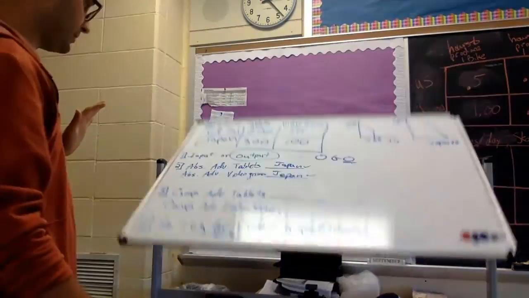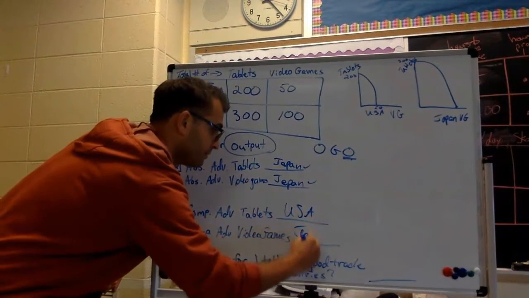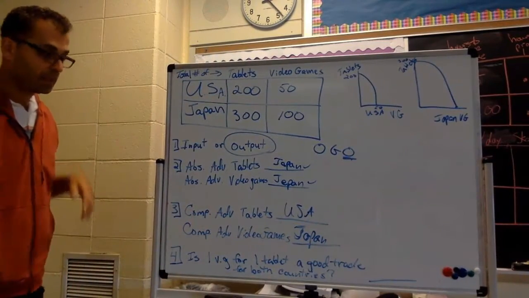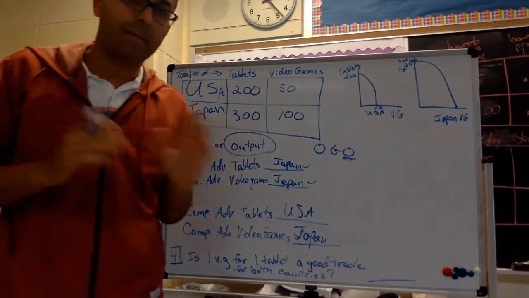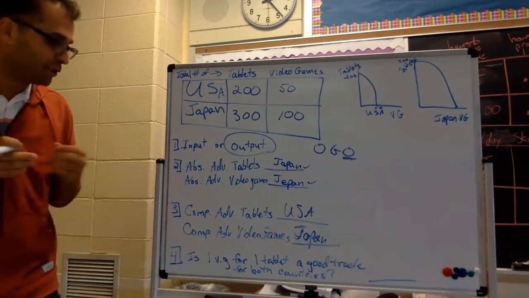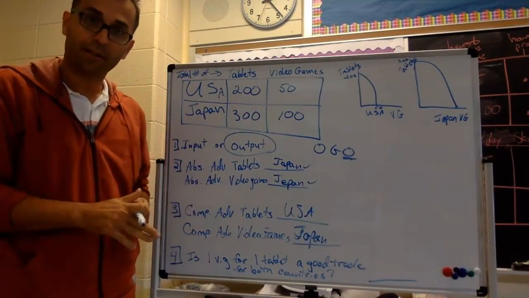The US tablets and Japan video games. Okay, I hope that makes sense. Now the last part, you may or may not see on your AP exam, is called a terms of trade question. It's the last part of the whole comparative advantage thing.